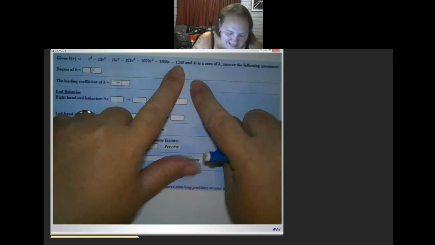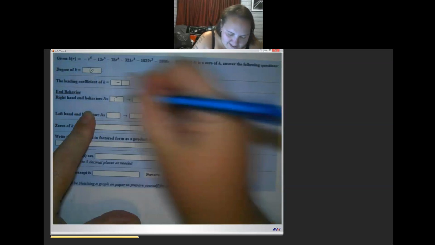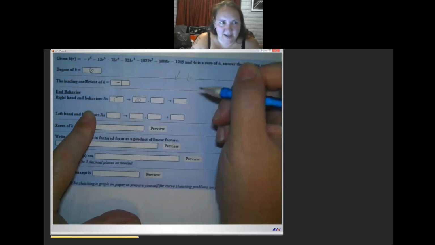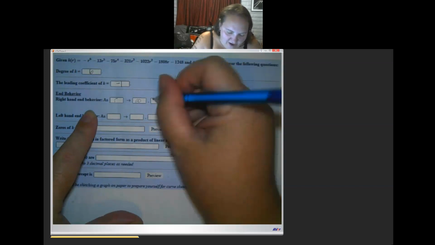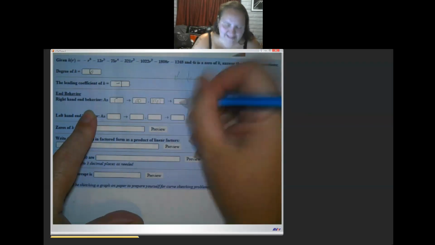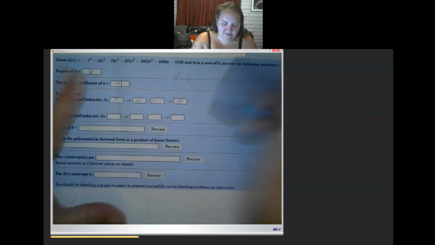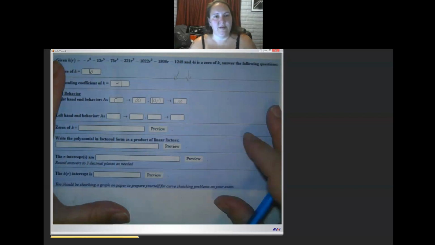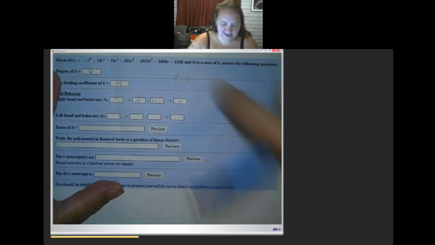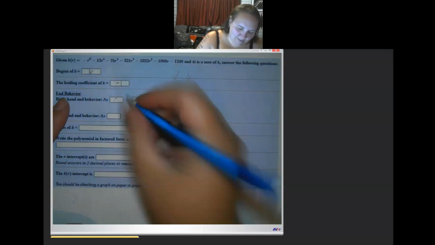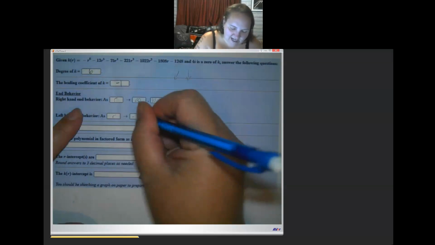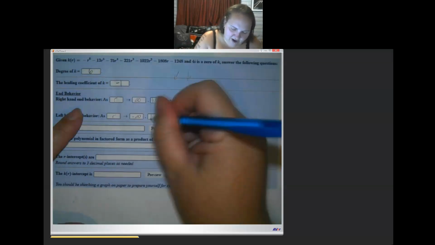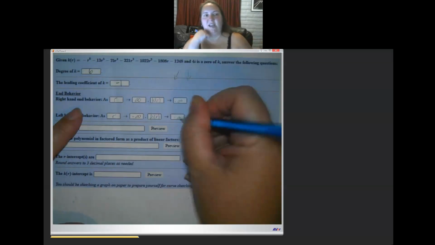So right hand is that side. So that means that as r approaches positive infinity, k of r is going down. So that's negative infinity. That was a really ugly infinity sign. And on the left side, as r approaches negative infinity, k of r is going down to negative infinity.